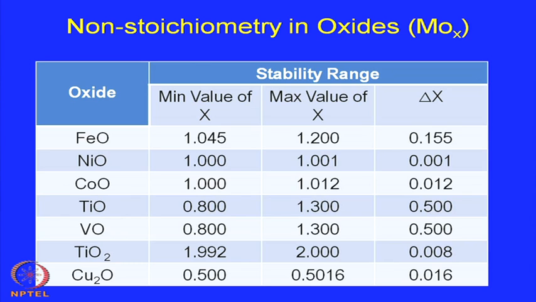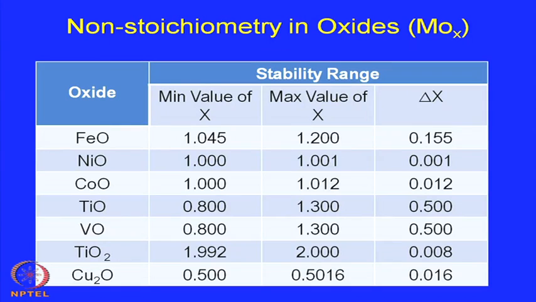So iron, or the metal, is less than 1. So it is actually a metal deficient oxide. It is called a metal deficient oxide because oxygen is more, or sometimes it is also referred to as an oxygen excess oxide. So some of these transition metal oxides normally form either metal excess or metal deficient oxides.